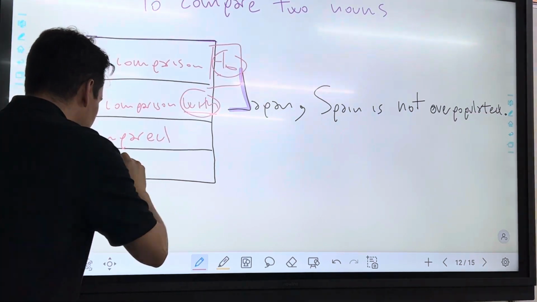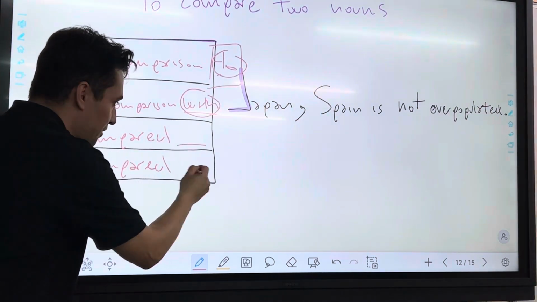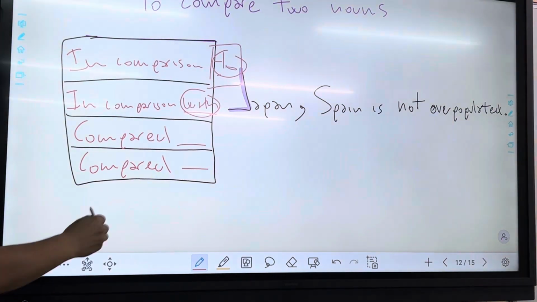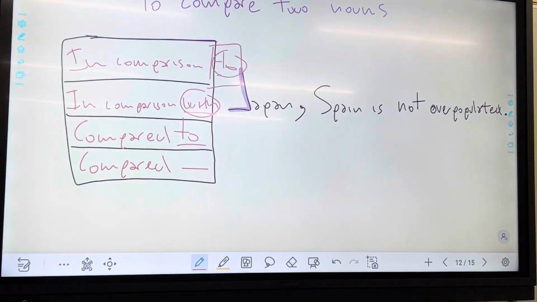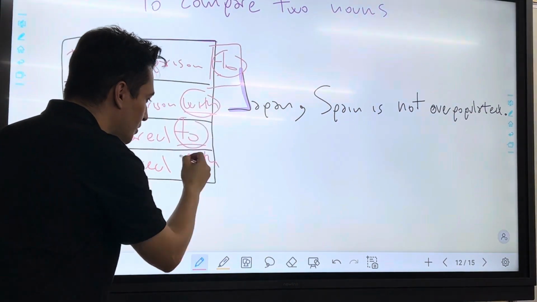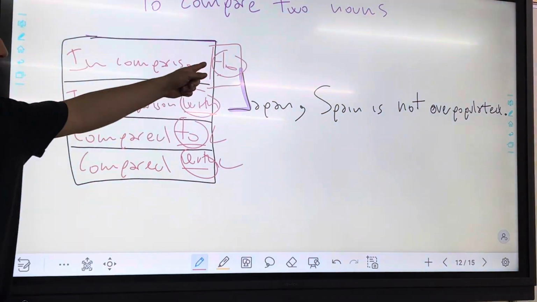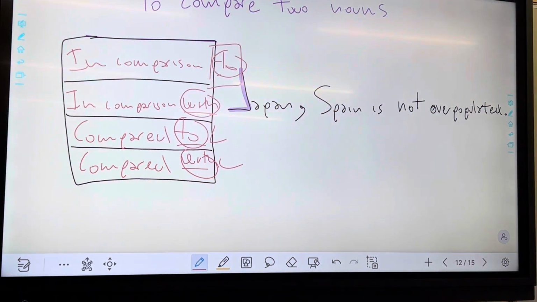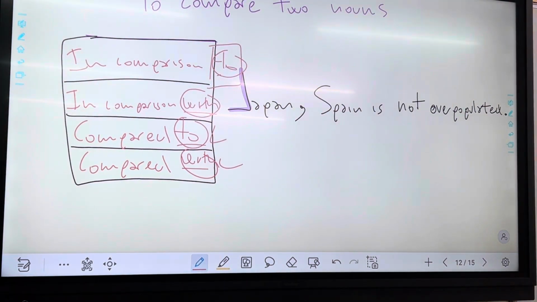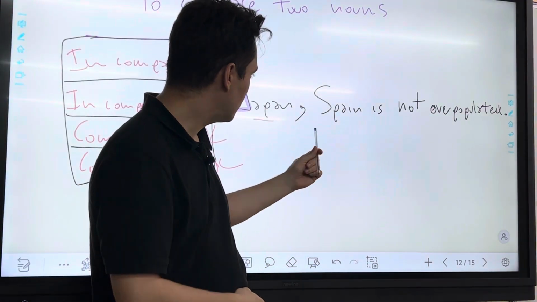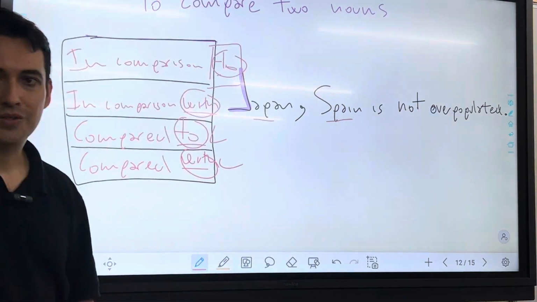I have another one which is compared. What is the preposition? Compared to Japan, Spain is not overpopulated. Compared to Japan, another possibility, compared with. Both of them are fine. These are cases in which both prepositions are correct. Compared to, compared with, in comparison to, in comparison with. And here I'm comparing two nouns, Japan and Spain. So far so good.